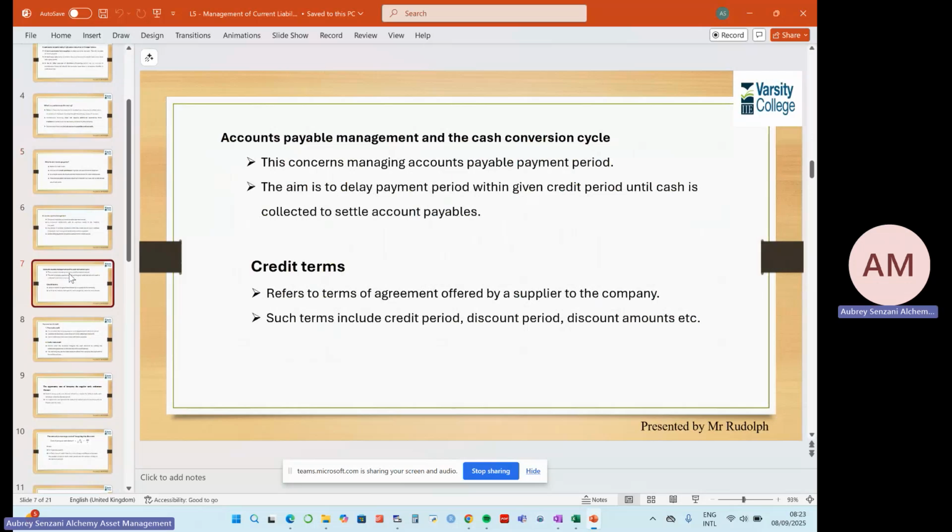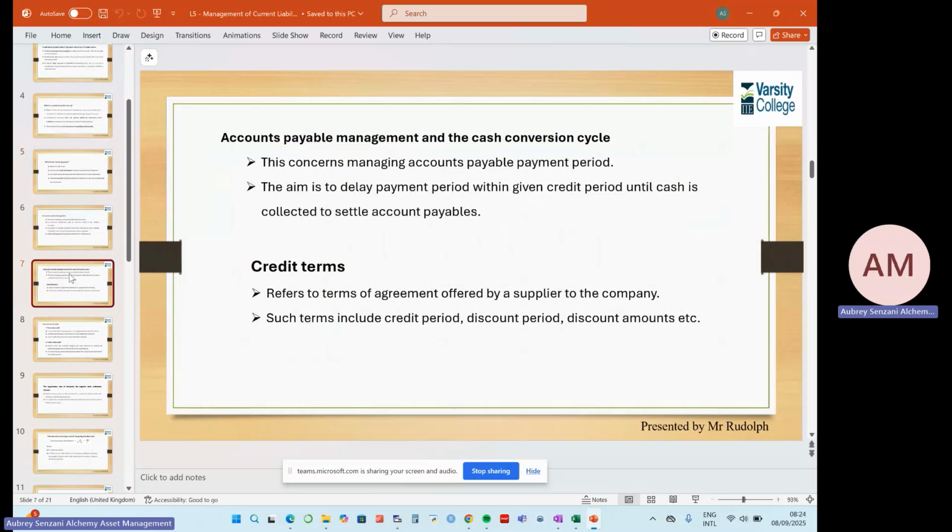From our debtors, okay? We are trying, by all means, not to take money out of our own pockets, if that makes sense, okay? Right. And then credit terms, okay? This obviously refers to what we have agreed in principle in terms of how long we are going to take to pay our creditor. All right, such terms include credit period, discount period, and discount amounts.